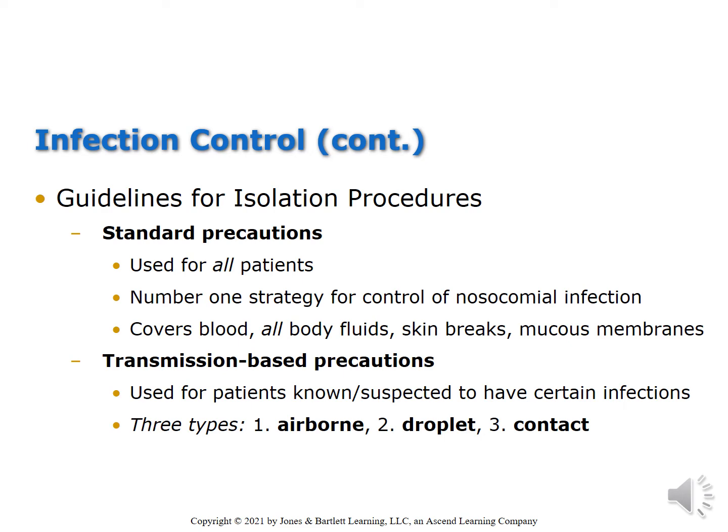Transmission-based precautions are used for patients known or suspected to be infected or colonized with highly transmissible or epidemiologically significant pathogens that require special precautions in addition to standard precautions. Three types: airborne, droplet, and contact.